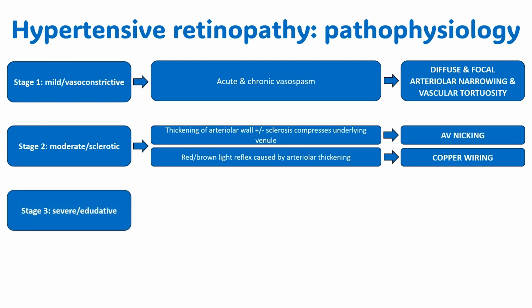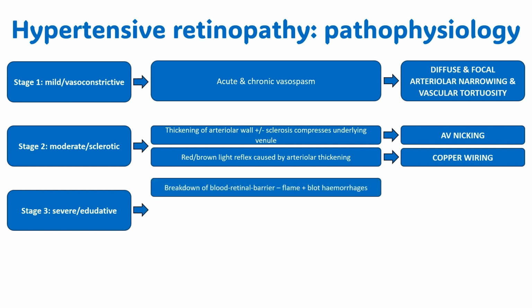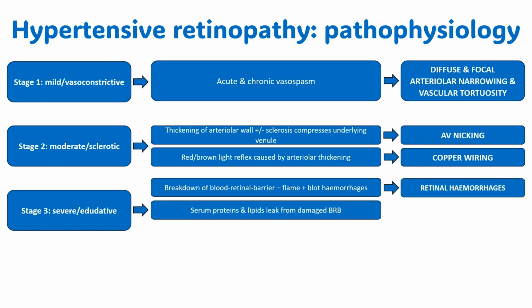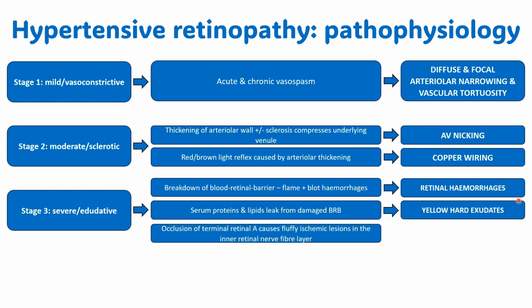And then stage 3 is more severe. When you have breakdown of the blood retinal barrier, you can have flame and blot hemorrhages forming. When you have serum proteins and lipids leaking from the damaged blood retinal barrier, this is known as yellow hard exudates. These hard exudates are quite distinct when you look at fundoscopy as well. And when you have occlusion of a terminal retinal artery, this causes fluffy ischemic lesions in the inner retinal nerve fiber layer, and this is known as cotton wool spots.